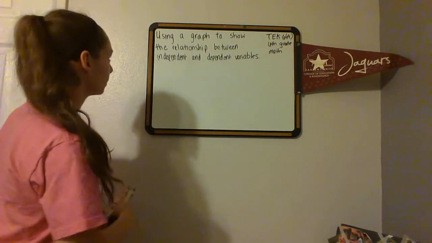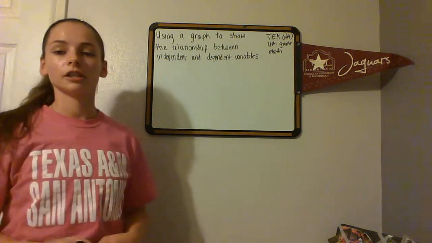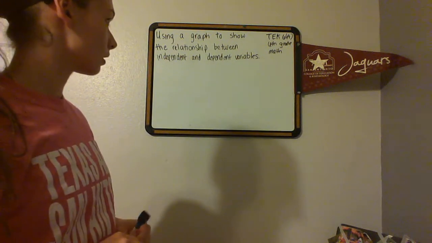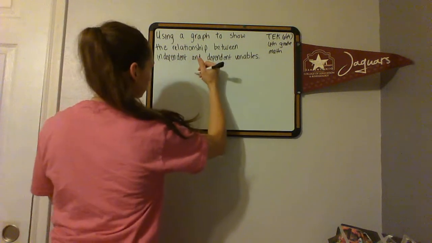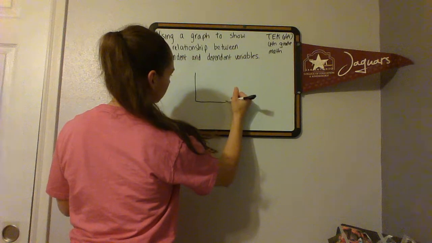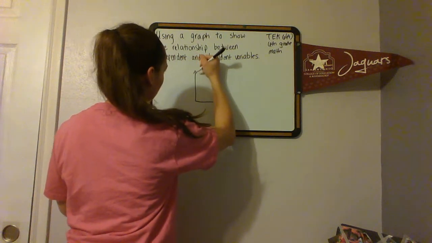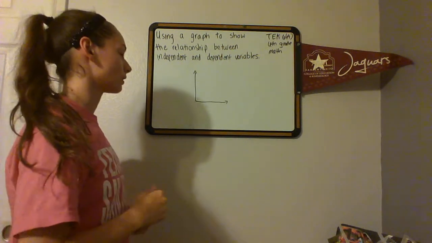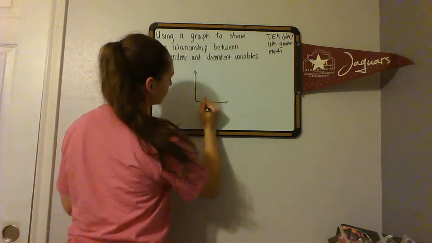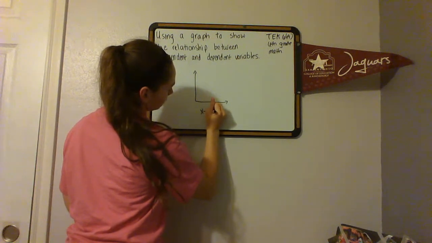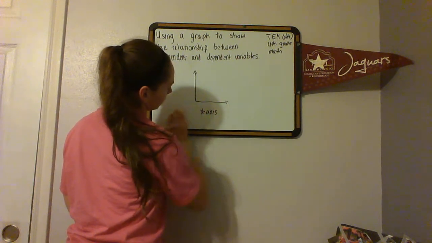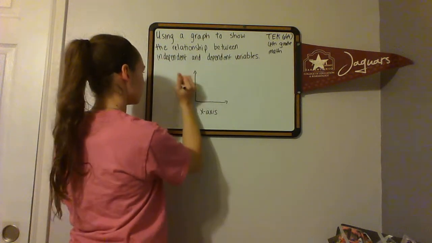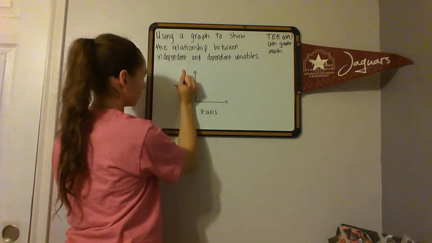Today we're going to be talking about how we can use a graph to show the relationship between independent and dependent variables. First off, I'd like to start with a simple line graph. And we can see where our x-axis and our y-axis goes. First thing you want to do is label your x-axis, and it goes on the horizontal line, and you want to label your y-axis that goes on the vertical line.